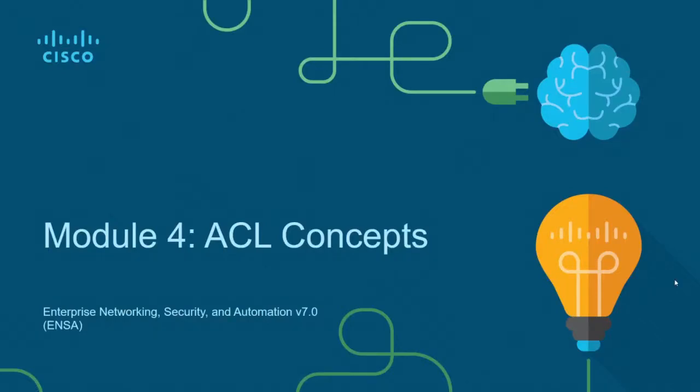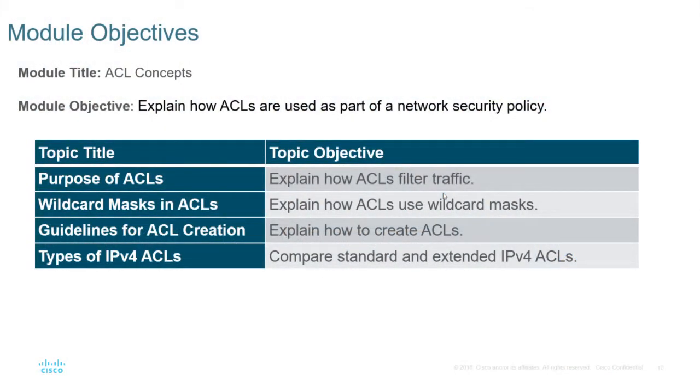Okay, so let's go ahead and start getting into ACLs, access control lists. A couple things that we're going to go over: we're going to talk a little bit about the purpose of ACLs, how they work, a quick review on wildcard masks again, guidelines for general ACL creation, and then different types of ACLs that we can use, specifically standard and extended.